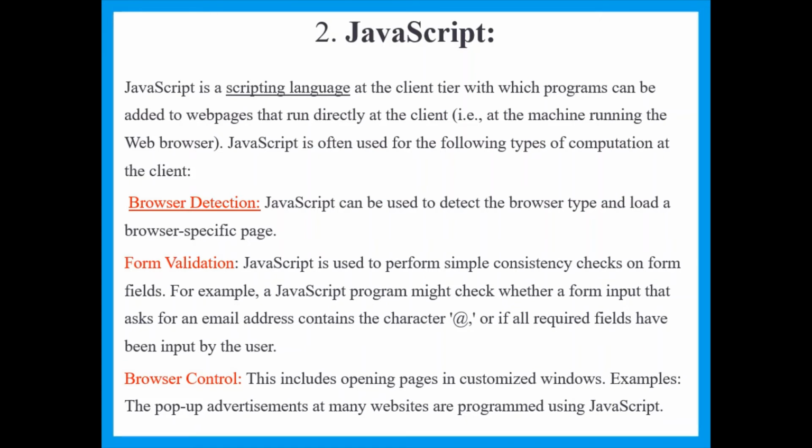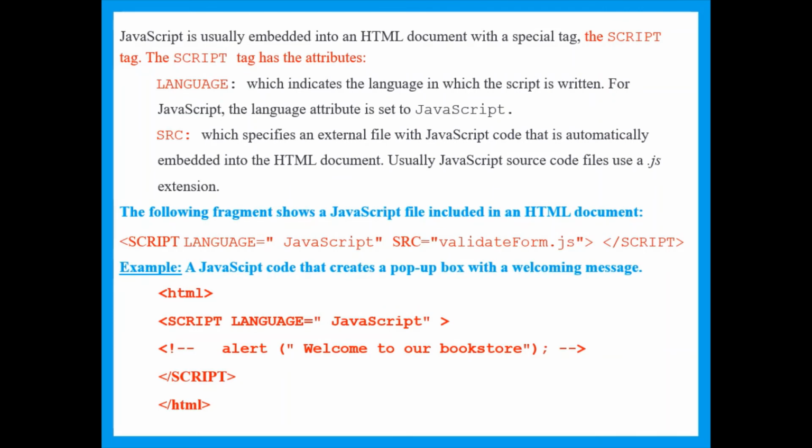The JavaScript is usually embedded into the HTML document with special tags, the script tag, and the script tag has a language attribute and a source attribute. We'll see in detail. JavaScript is usually embedded into an HTML document with the special script tag. The script tag has two attributes. One is the language attribute, another is the source attribute.